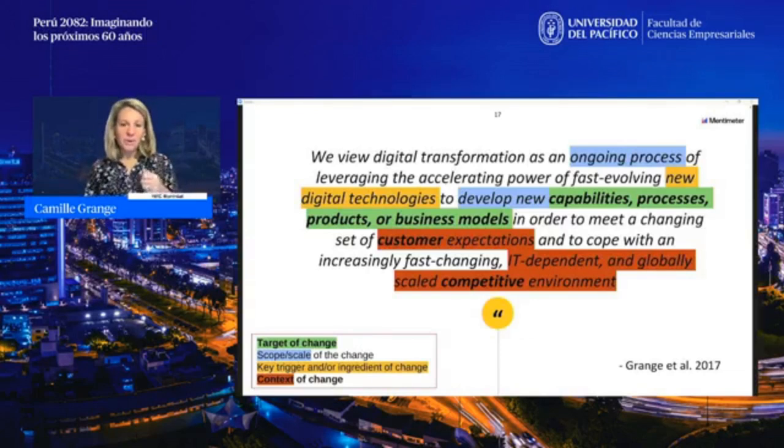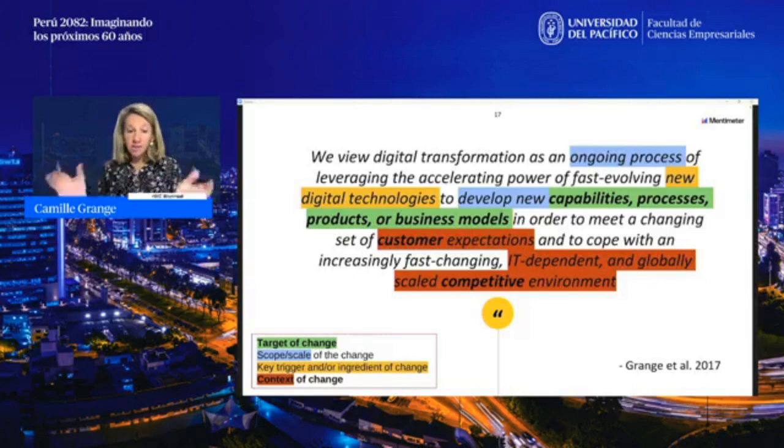The interesting part, what I want to highlight here, is that we propose adding a new ingredient, highlighted in orange on the slide, and it relates to the importance of the context of change. It reflects the idea that all the radical IT-enabled transformation that organizations go through happen in a changing context that's really, really important to consider. And that includes changes in customer expectations and changes in the broader competitive environments in which organizations operate.